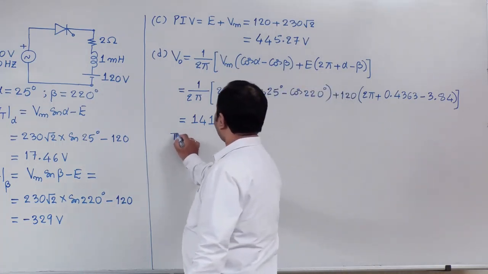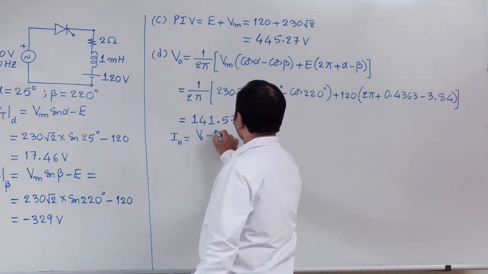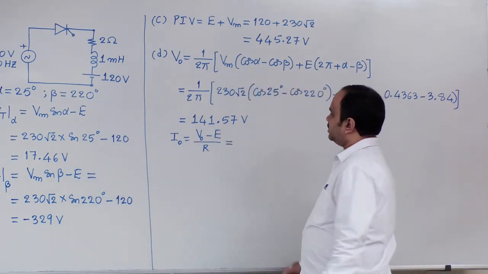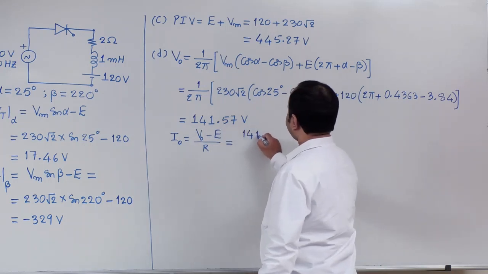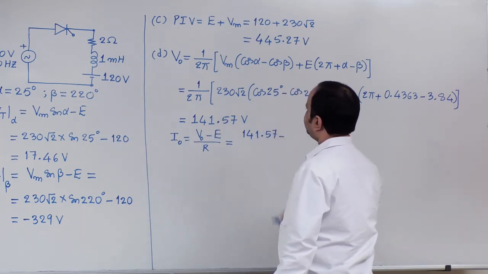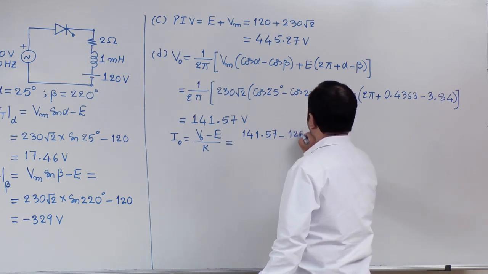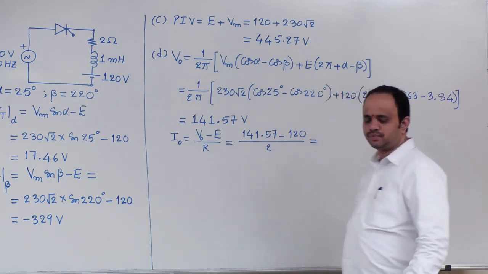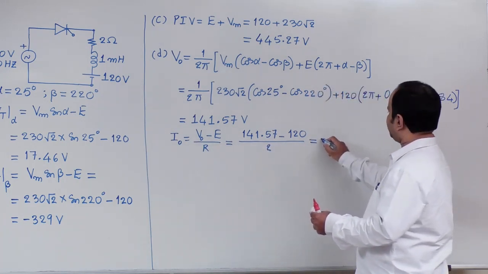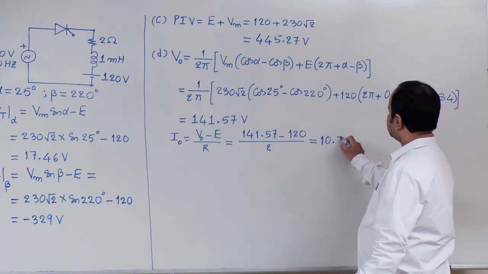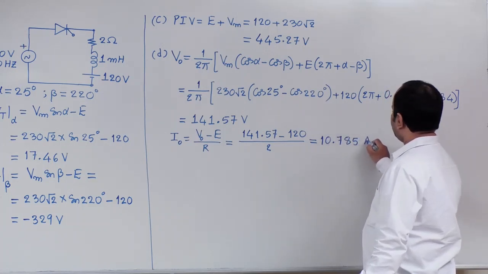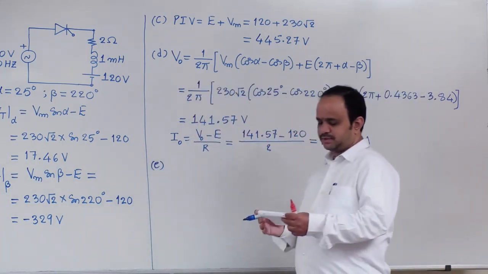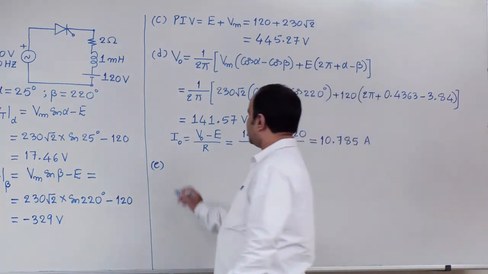After that, average output current is V naught minus E divided by R, where V naught is 141.57 minus E, 120, divided by load resistance, 2 ohm. This value is 10.785 ampere.